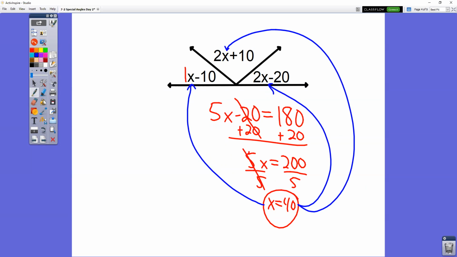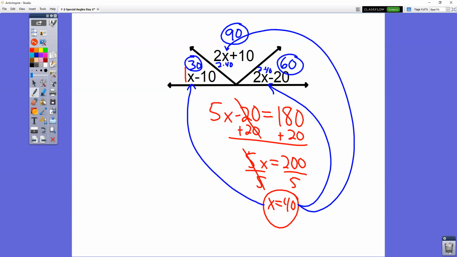So we have 1 times 40. 1 times 40 is 40. Minus 10 is 30 for this angle. We have, instead of 2 times x, we have 2 times 40. 2 times 40 is 80. Plus 10 is 90. So this upper middle angle is 90. And then we have 2 times 40. 2 times 40 is 80. Minus 20 is 60. So our 3 answers are 30, 90, and 60.